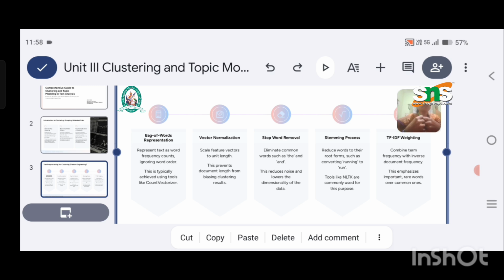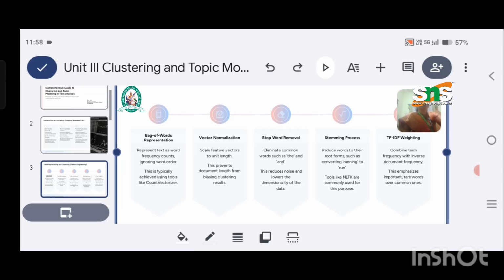Whatever process we need in the document, this process is very useful for us to represent the data. The next one is vector normalization. Vector normalization scales vector features to unit length for a document. From this process we can prevent the document length from biasing the clustering result. The next one is stop word removal. This eliminates common words such as and, the, etc., which reduces the noise and lowers the dimensionality of the data.